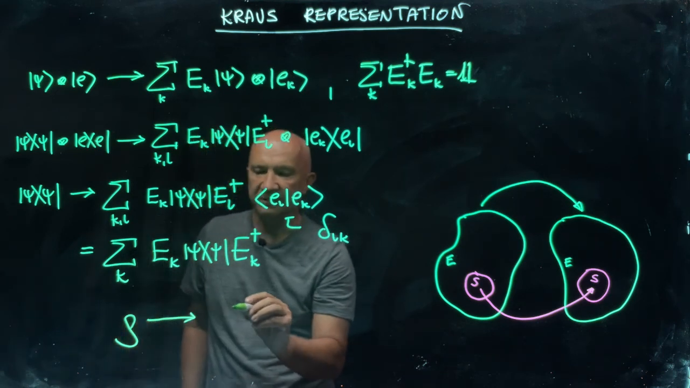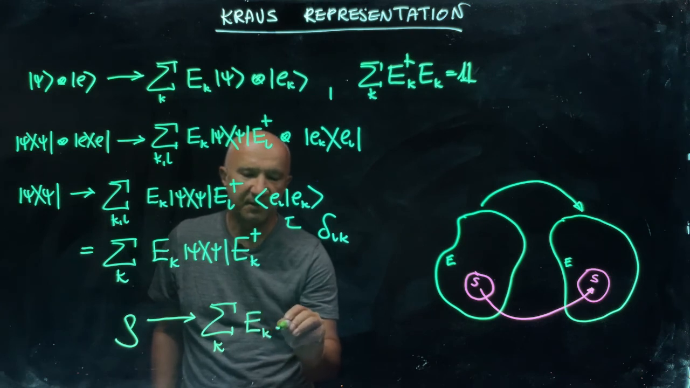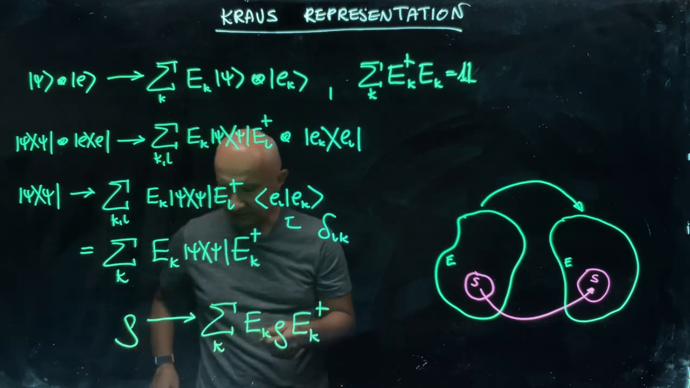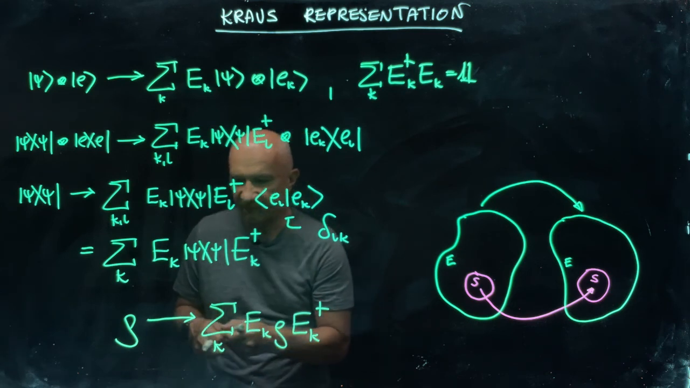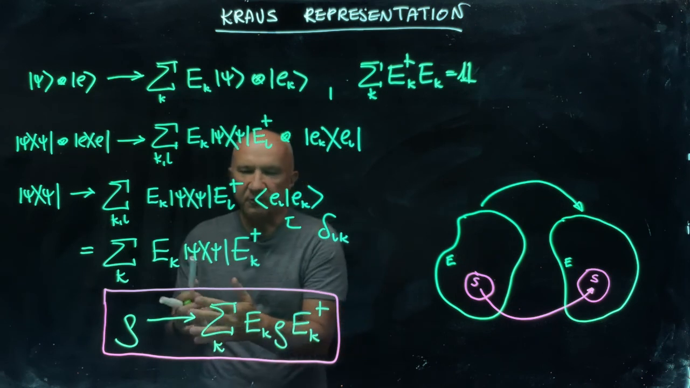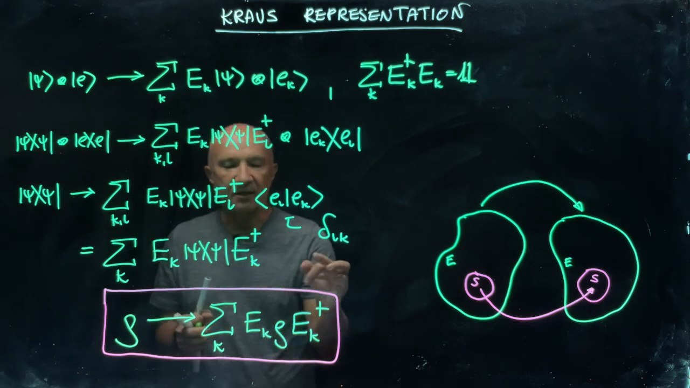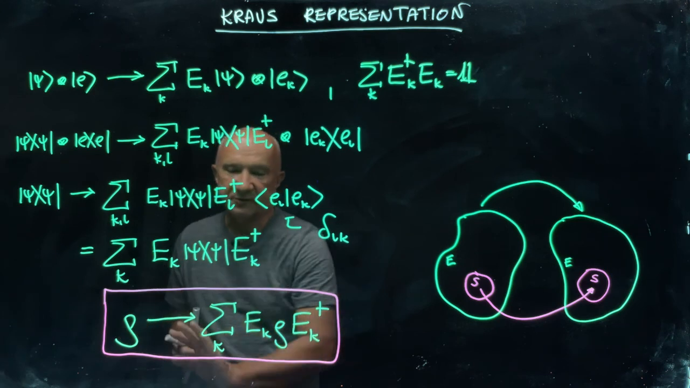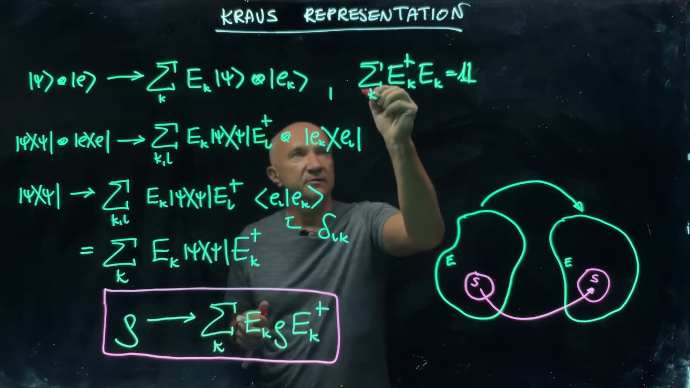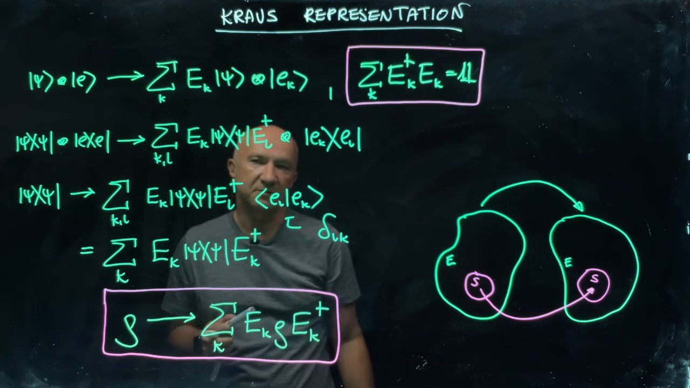then the evolution of this density operator can be written as the sum over k of E_k rho E_k dagger. So this is the compact expression here. Let me just make sure that I frame it nicely so that you remember it. And when we write the evolution of a system embedded in a larger system in this way, we say this is actually a Kraus representation of the evolution of the open system. And of course, we require that this condition here is satisfied. So E_k could be any operators as long as they satisfy this condition here.